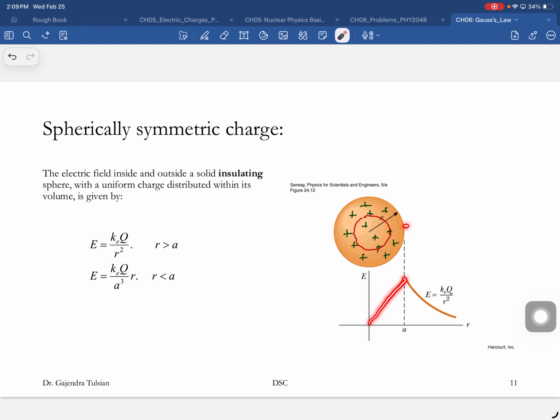Now what we'll do is draw a Gaussian surface like this. This will be our Gaussian surface. This is that Gaussian surface that we drew, that cylinder. This is the cylinder we drew. The flux through the sides is contributing 0.